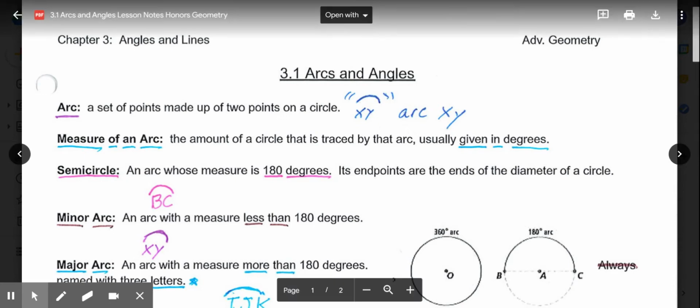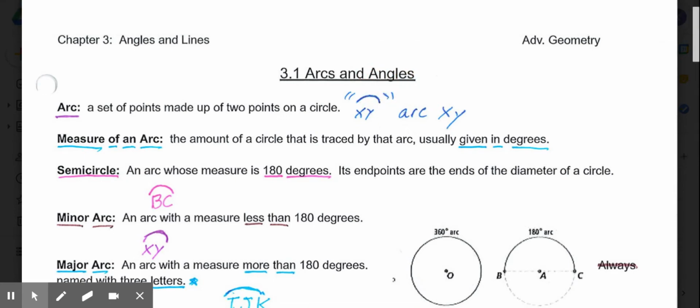Now, remember, an angle we can describe in geometry as the union of two rays, where they both share the same starting point or end point. And in that case, that creates our angles.